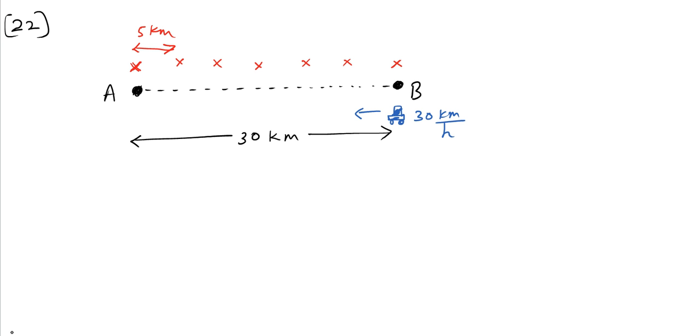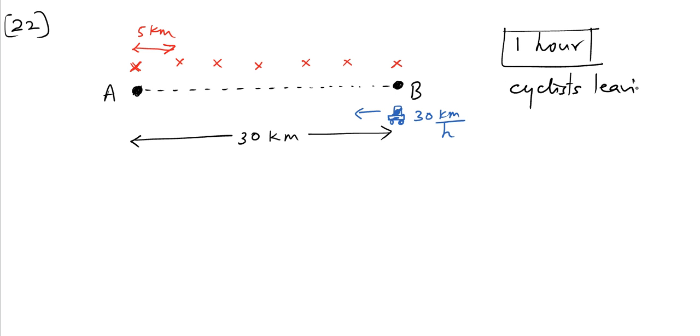Now I do consider this question as a slightly difficult question, and the most common mistake which students make is the following. They know that the motor car takes 1 hour to complete the journey, and they also know that there are cyclists which are leaving A for B once every 10 minutes. So if you count this time of 1 hour, you can actually count how many cyclists leave A. So what these people do is, the cyclists leaving A, how many of them leave A in 1 hour?